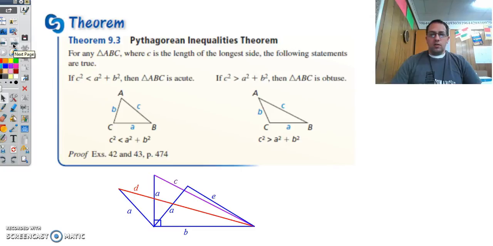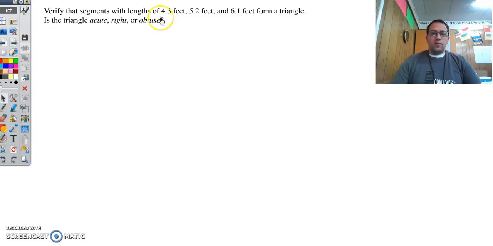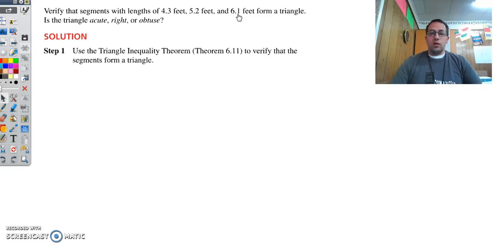Right? So let's take a look at this. First, we want to verify that these 3 lengths can form a triangle. And once we know they form a triangle, we want to know, is this going to be an acute triangle, a right triangle, an obtuse triangle? What kind of triangle are we dealing with here? So we're going to use the Triangle Inequality Theorem, which says that the sum of any 2 sides of a triangle must be more than the other length.